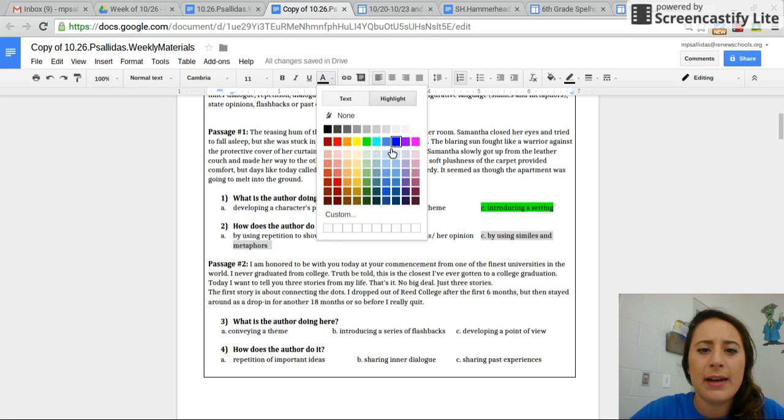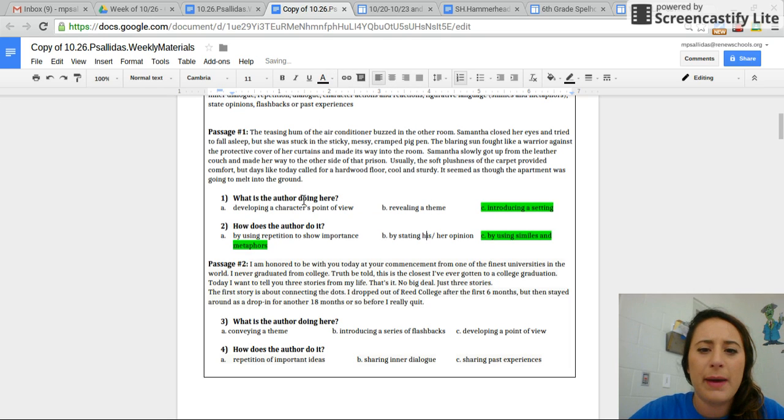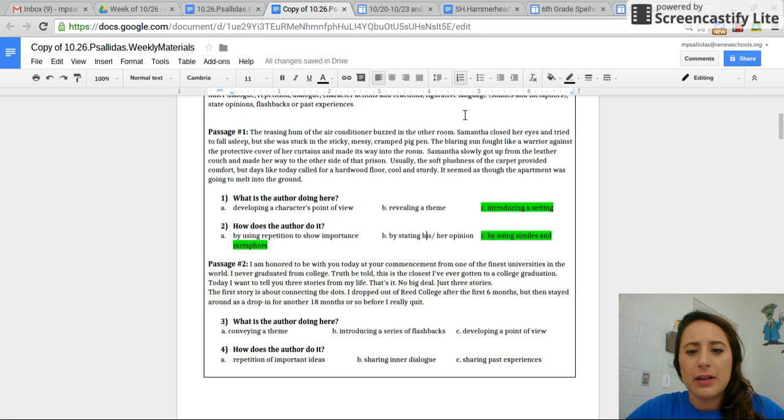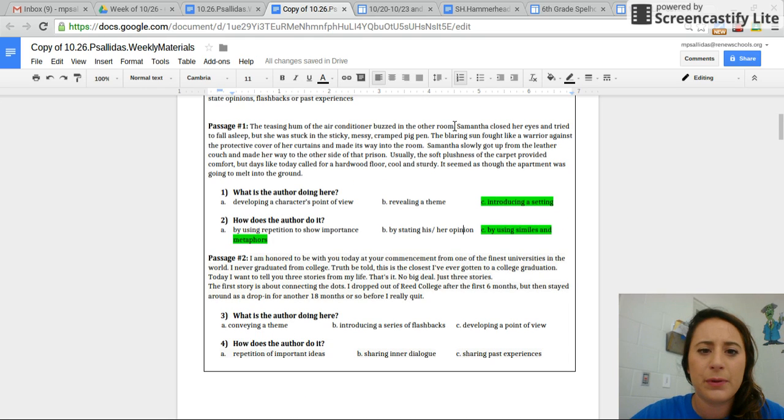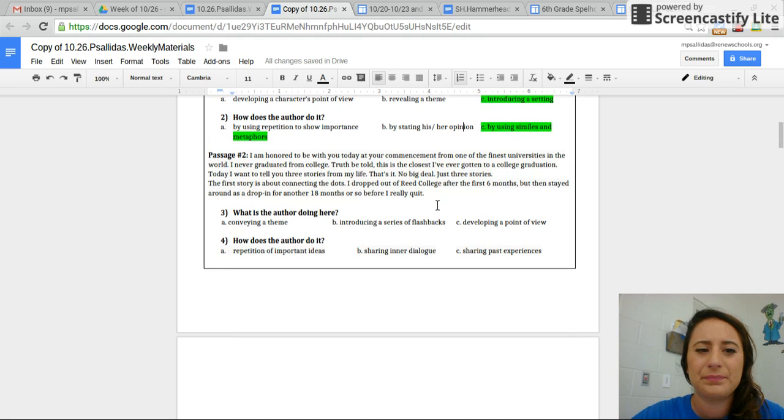Go ahead and annotate for the similes and metaphors in the passage that you just read. Anytime that you are seeing the similes and metaphors here, you can notice that that is the setting being introduced. That's the strategy our author uses, figurative language, to teach us about this setting.